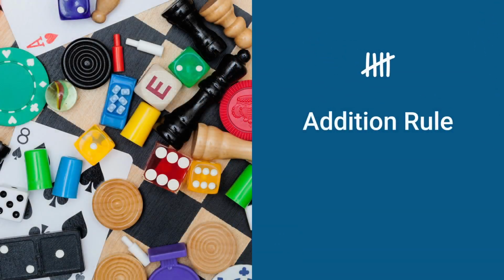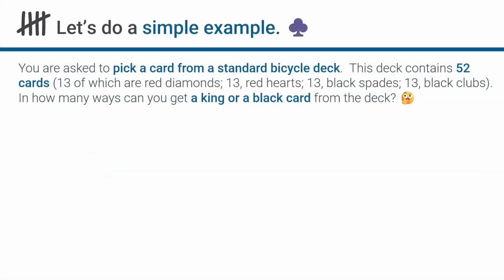For the addition rule, this time, previously we had the multiplication rule. It's quite different because in the multiplication rule there are certain combinations that we need to do, and this one also has a certain combination. For this example, you're asked to pick a card from a standard bicycle deck. It's good if you have some playing cards there so that you can visualize. This deck contains 52 cards.